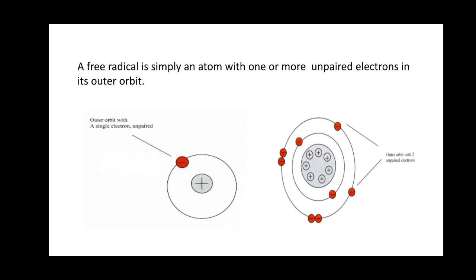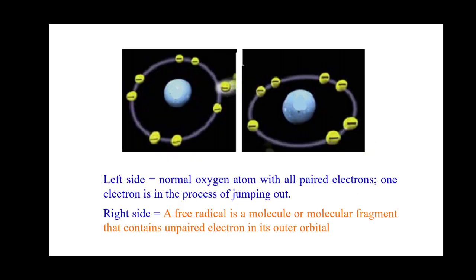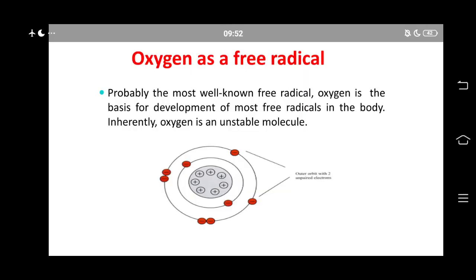Here we can see the difference between the normal oxygen molecule and the free radical. As the left side of the picture indicates, a normal oxygen atom has all paired electrons; one electron is in the process of jumping out and leads to the free radical. As shown on the right side, it's a molecule or molecular fragment that contains an unpaired electron in its outer orbital.